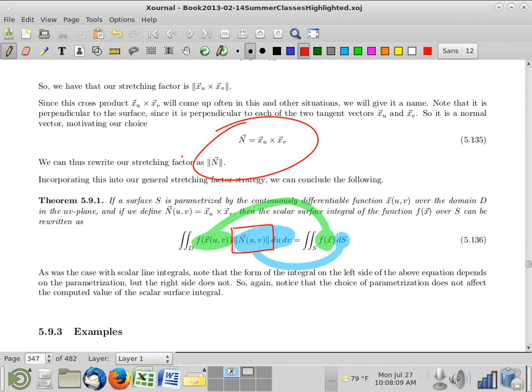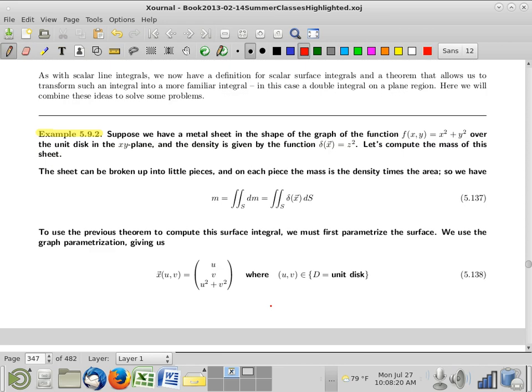Okay, so we have a plug and chug formula. Any questions? Okay, let's plug and chug a little bit. Look at an application. Again, we've already sort of worked through the first half of this application. We're going to compute a mass of a surface. We have a metal sheet. It's in a certain shape, graph of a certain function, over a certain region of the xy plane. So we have a surface, and I'm given that density is given by z squared, and I want to compute the total mass.